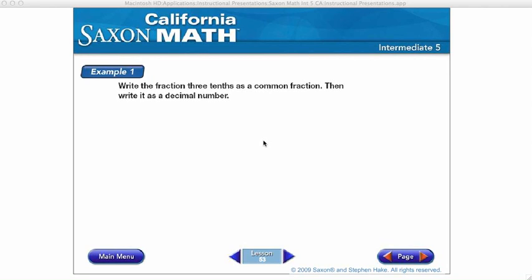Hi everybody, today we're going to talk about lesson 53, writing fractions as decimals. So here let's look at example 1. Write the fraction 3/10 as a common fraction, then write it as a decimal number.